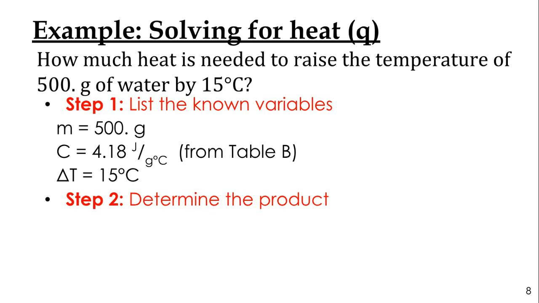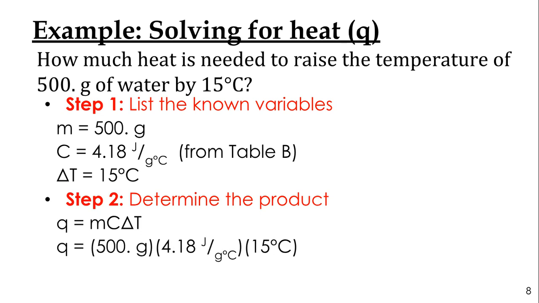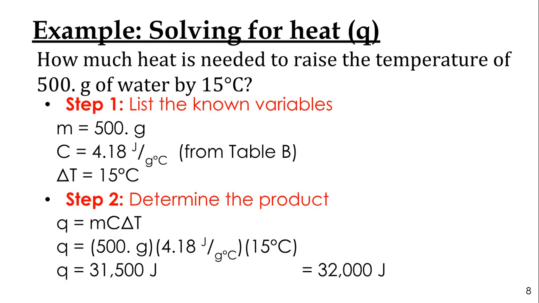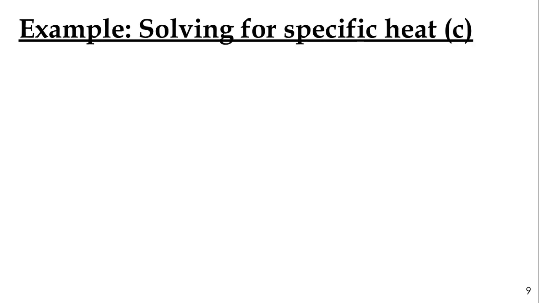So step 2 is determine the product. So we're going to plug into our formula, Q equals mc delta T. Q is equal to 500 grams times 4.18 joules per gram degrees Celsius times 15 degrees Celsius. And if you look, grams and degrees Celsius are going to cancel out. So if I do the multiplication, Q is equal to 31,500 joules. And if we round to significant figures, we'll have 32,000 joules.